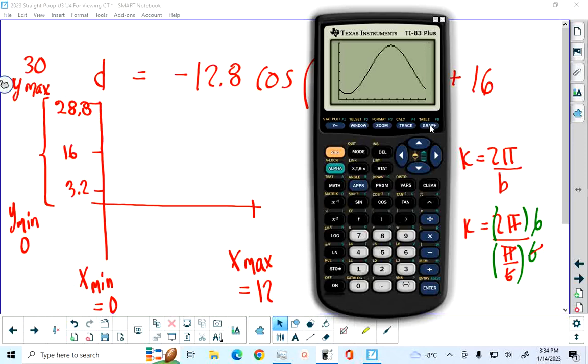So if the question was, what's the first point in time? The time would be given in hours after midnight, I suspect. What's the first point in time where the depth of the water is 15 meters? Then I could graph y equals 15. I could find out that first point of intersection and get the answer.